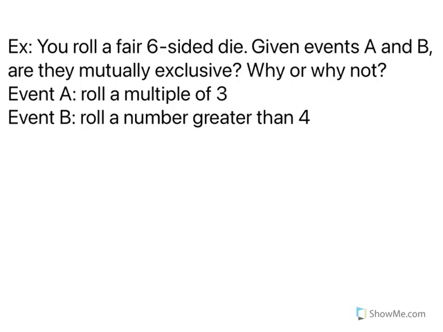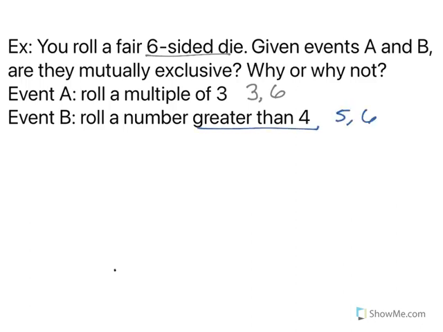You roll a fair 6-sided die given events A and B. Are they mutually exclusive? Why or why not? We want in event A to roll a multiple of 3. In event B, we want to roll a number greater than 4. So let's just think about the multiples of 3 on a fair 6-sided die. Well, a multiple of 3 is either 3 or 6, and a number greater than 4 would be 5 or 6.